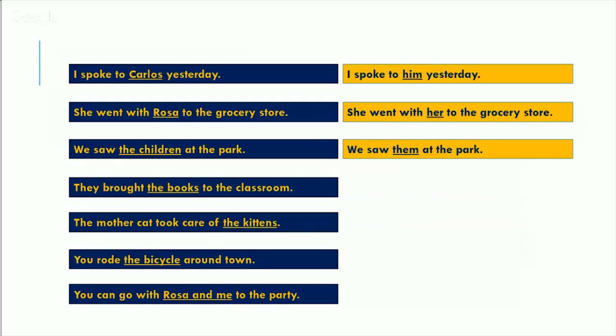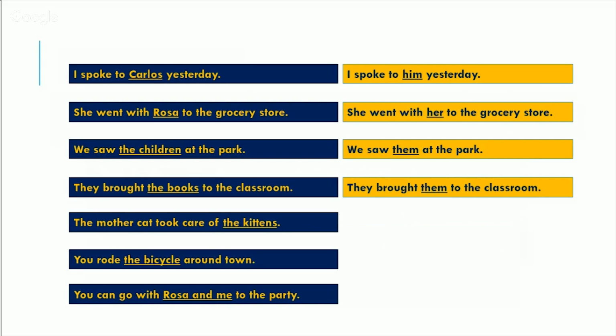Rafael, we're still on number 4. Just wait 1 minute. Let's do number 4 first. They brought the books to the classroom. I'm waiting for the right answer for that one. Okay? Think about it. Look at Janet. She says they brought them to the classroom. That is correct.